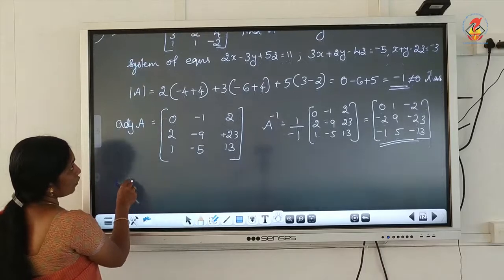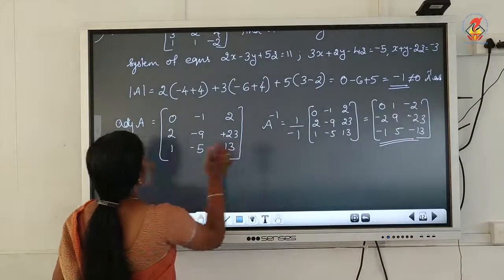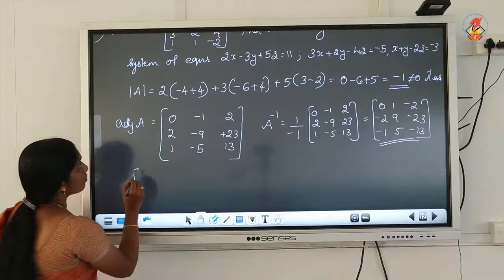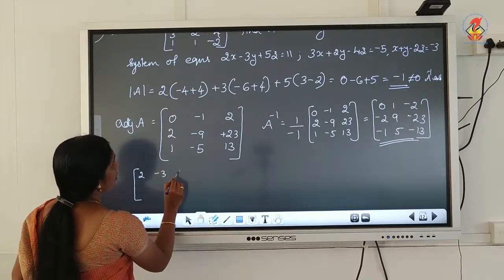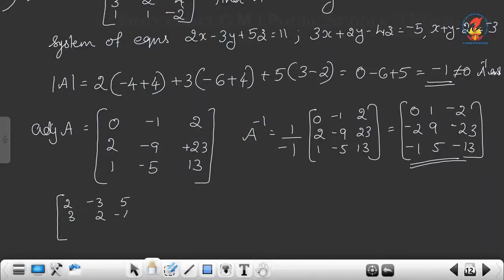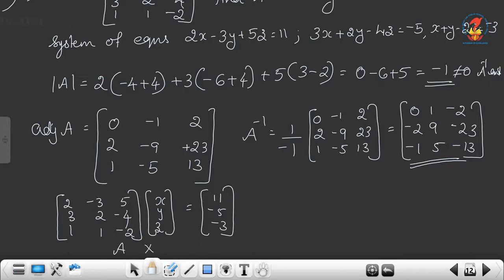Now, we have to solve the equations. So equations we have to write in matrix form: [2, -3, 5; 3, 2, -4; 1, 1, -2] into [x, y, z], that is a column matrix, equal to [11, -5, -3]. So we write this as AX = B, which implies X = A inverse into B.